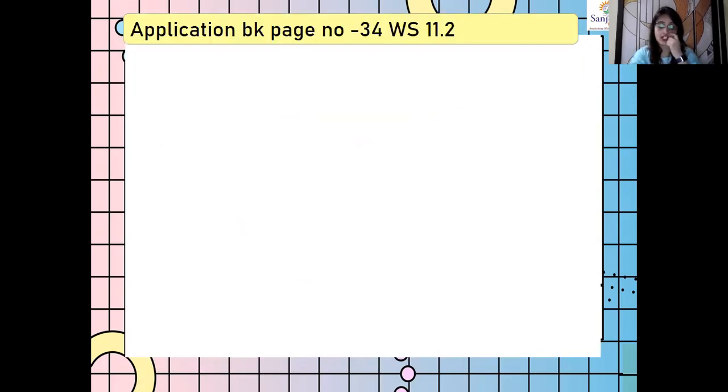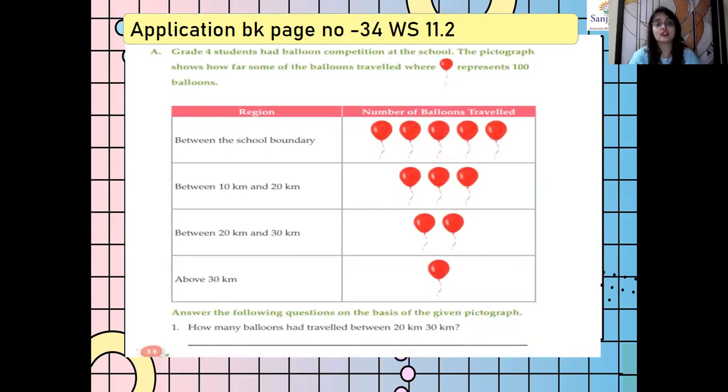Now, let us start with another worksheet, that is worksheet 11.2, page number 34. Now, I'm reading the question. Listen to it carefully. Grade 4 students had a balloon competition at the school. The pictograph shows how far some of the balloons traveled, where one balloon symbol represents 100 balloons.